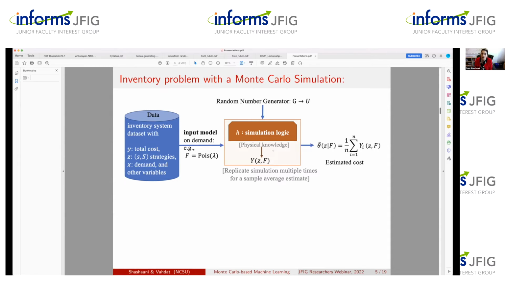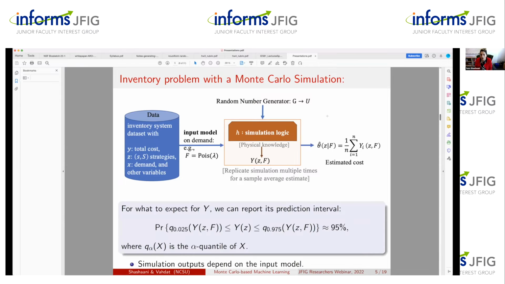That's the random part. So once again, I have my random number generator generating these U's, or random numbers. I run them through my simulation logic to get my output Y of Z and F, which, by the way, you are seeing that I'm adding F here. I'll talk about that in a moment. And then I do the estimation as we should for a black box, right? From these Y's, I can look at the confidence interval as I talked about earlier, but I can also look at things like prediction intervals by looking at different quantiles of these generated Y's.